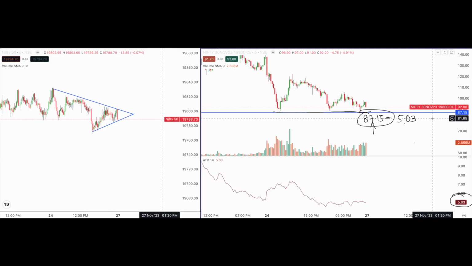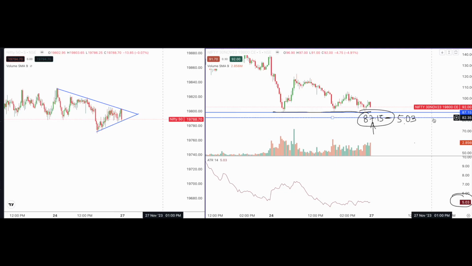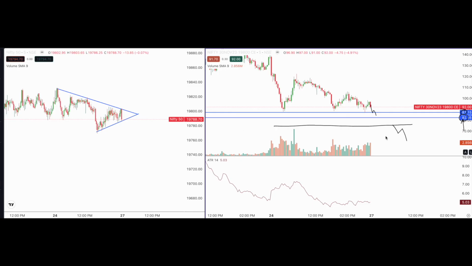Okay. So 82, where is it? It is here. I'll mark that level. So instead of placing a stop loss at 87.15, if we place a stop loss at 82 points, the chances of market hitting a stop loss will significantly reduce. More than this, no need to give stop loss for any kind of trade.